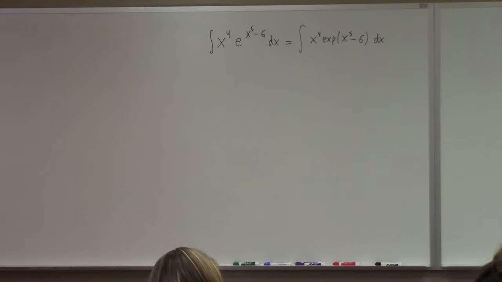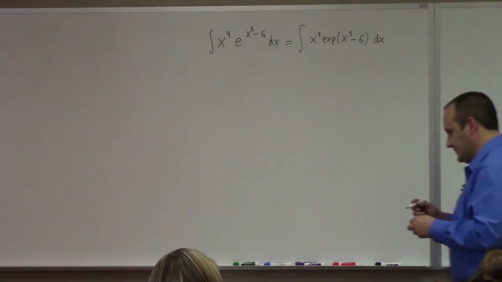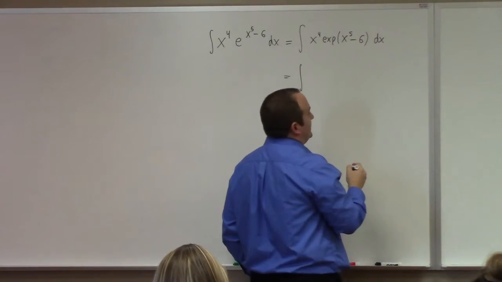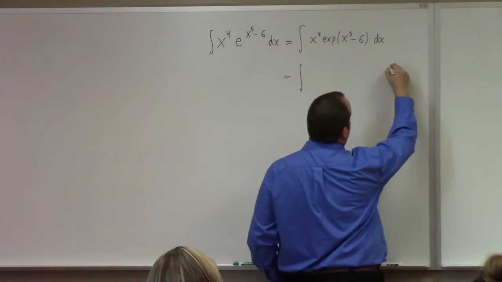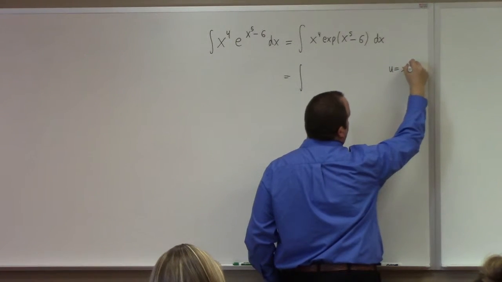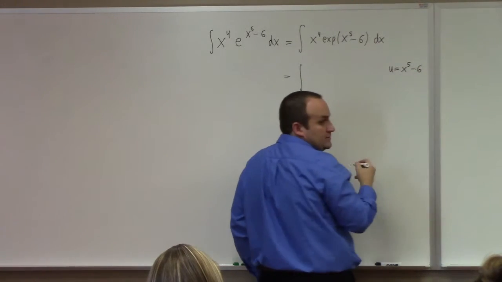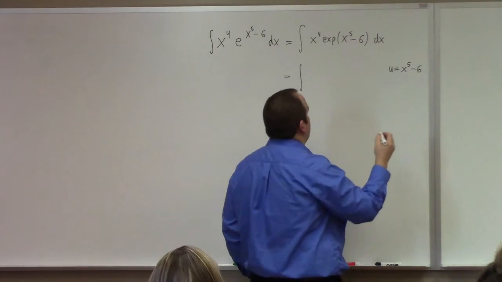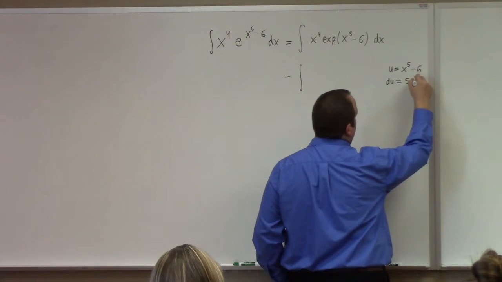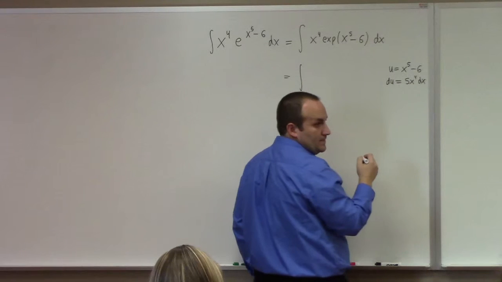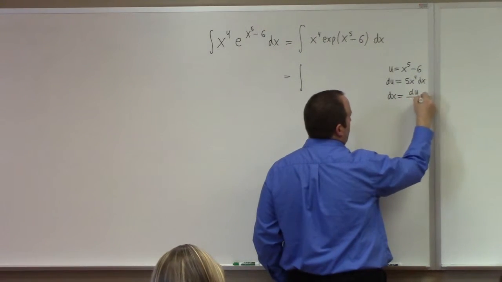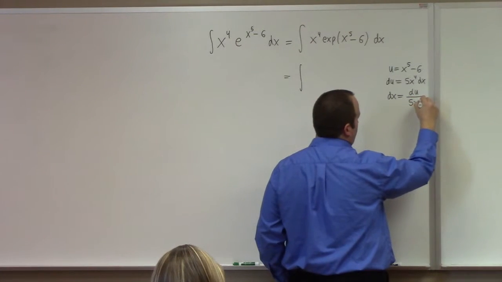Okay, so guys, what should I try to do here? Make a substitution, right? So let's let u equal x to the fifth minus 6. I think that's going to work, right? Now, did you try that? Oh, you tried that. Okay, so du is 5x to the fourth dx, right? So if we solve for dx, what do we have? We have dx equal to du divided by 5x to the fourth.